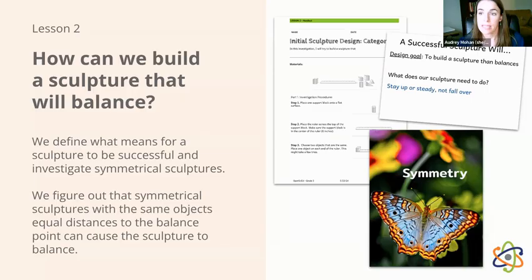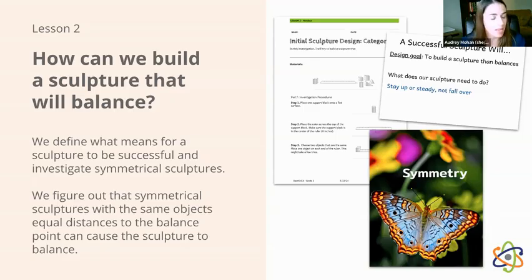We also in this lesson introduce a chart called the Successful Sculpture Will chart. And this is where we're going to start building some engineering design ideas. We're not going to call them engineering design ideas, but we're going to think about our design goal and what our sculpture needs to do to be successful. So we're kind of building in criteria. We're not calling it criteria till the end of the unit, but we're just trying to think about, like, what does it have to do to be successful, to balance?